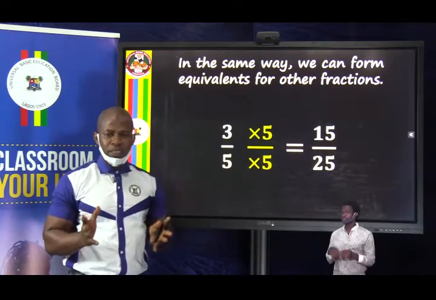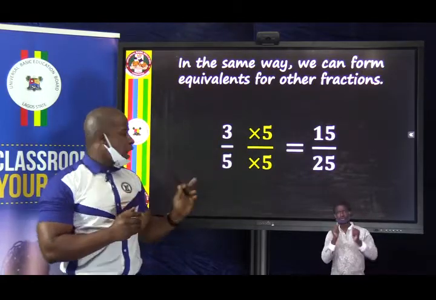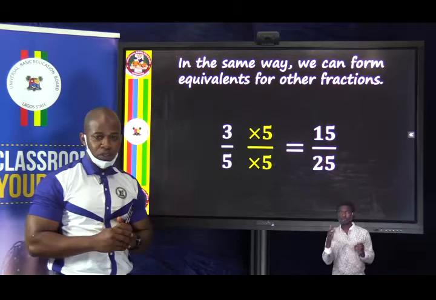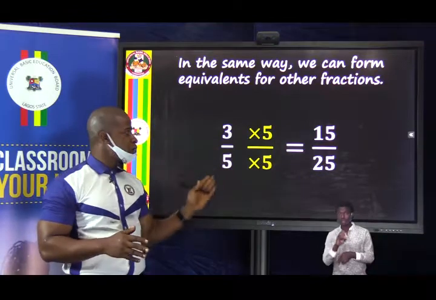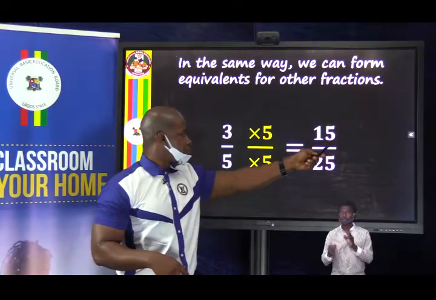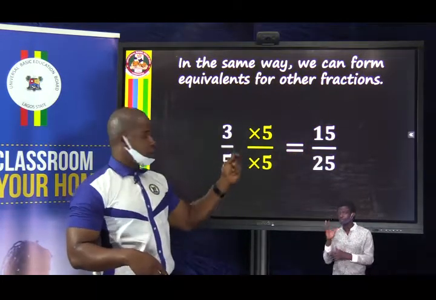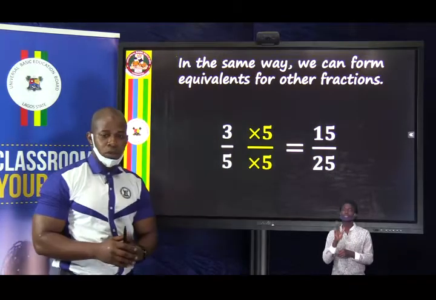And this is where you can make a mistake, my friends. Some pupils will multiply the top with one number and the bottom with another number. You will not get equivalent fractions that way. The fractions will no longer be of the same size. You will not be able to reduce it back to this. But from here, if I divide by 5, 15 divided by 5, I will get my 3. And if I divide 25 by 5, I will get my 5. So I will always get back to the starting point.